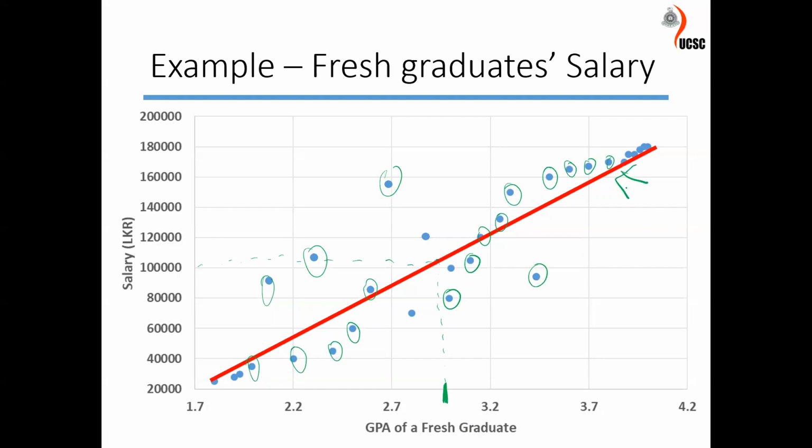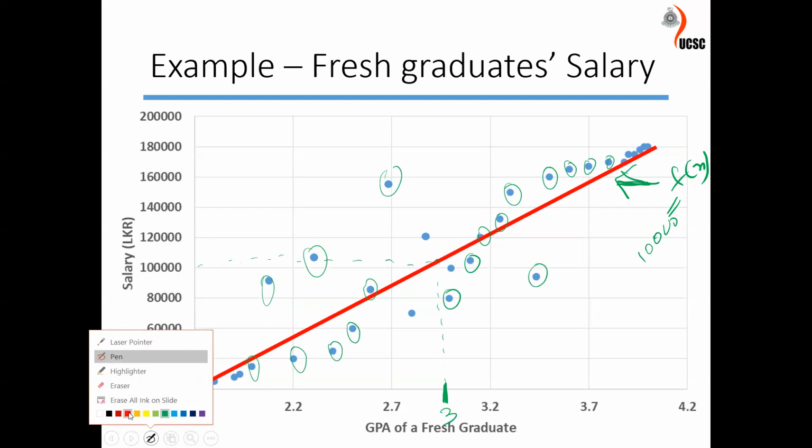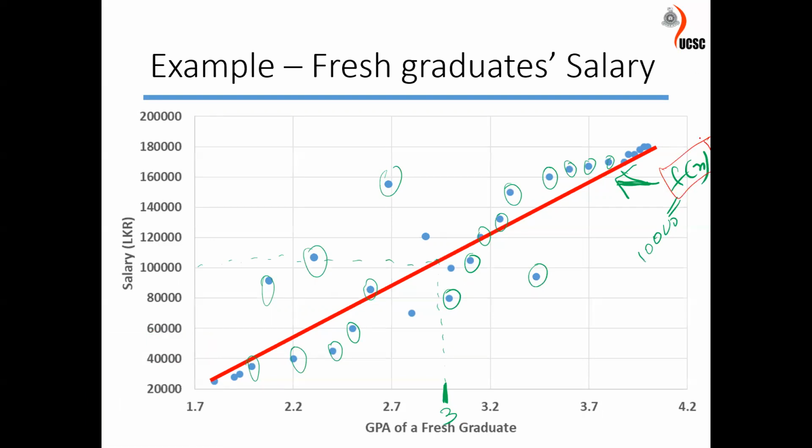Then we're going to find a function. If we find this function, then we can feed in the GPA value. Suppose in this case the GPA is 3, then we can simply get a value: this person will get around 1 lakh. In linear regression, we are trying to find this function. This function gives output as a real number.